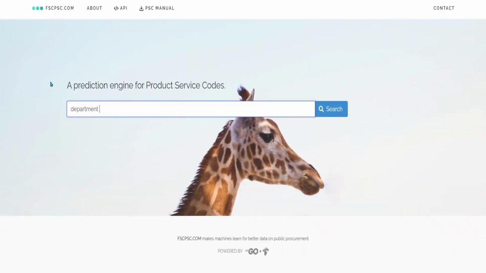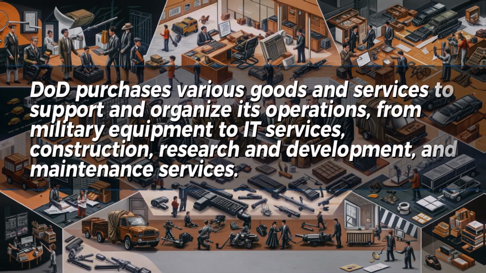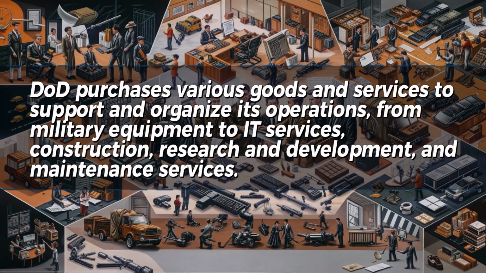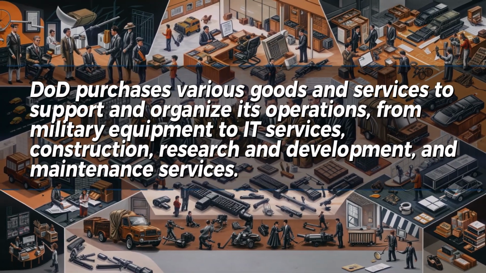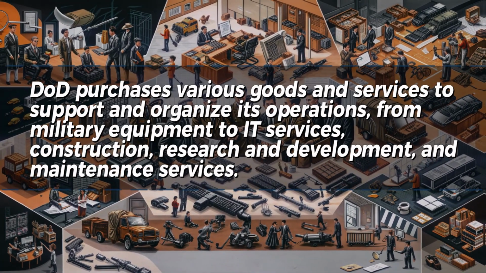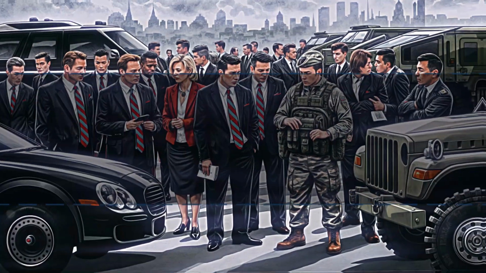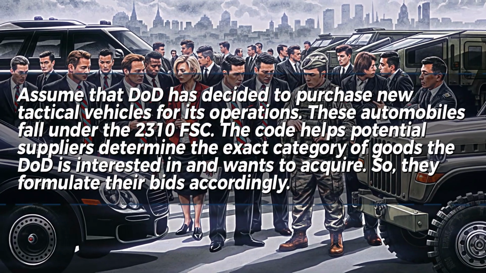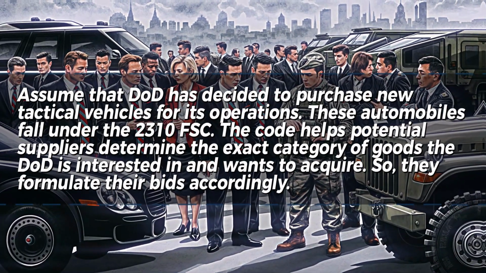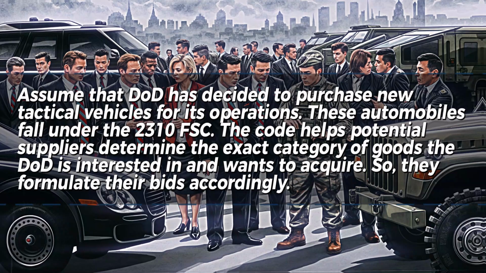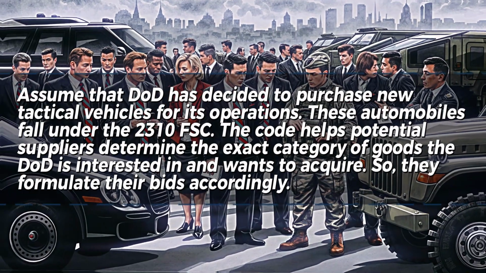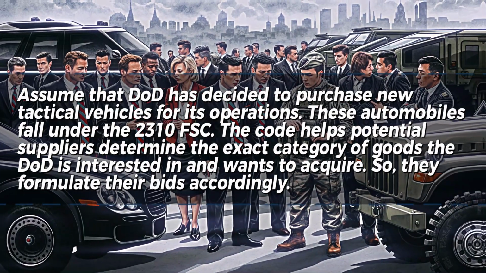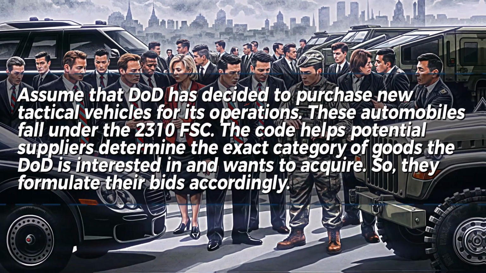So let's take a look at the Department of Defense. DoD purchases various goods and services to support and organize its operations, from military equipment to IT services, construction, research and development, and maintenance services. Assume that the Department of Defense has decided to purchase new tactical vehicles for its operations. These automobiles fall under the 2310 FSC. The code helps potential suppliers determine the exact category of goods the DoD is interested in and wants to acquire, so they formulate their bids accordingly.